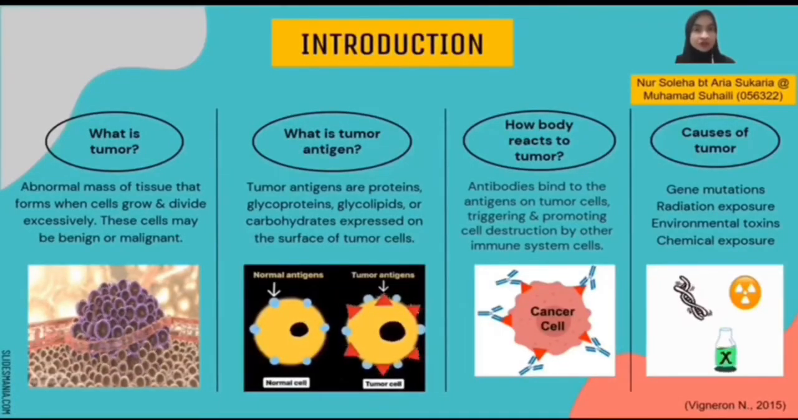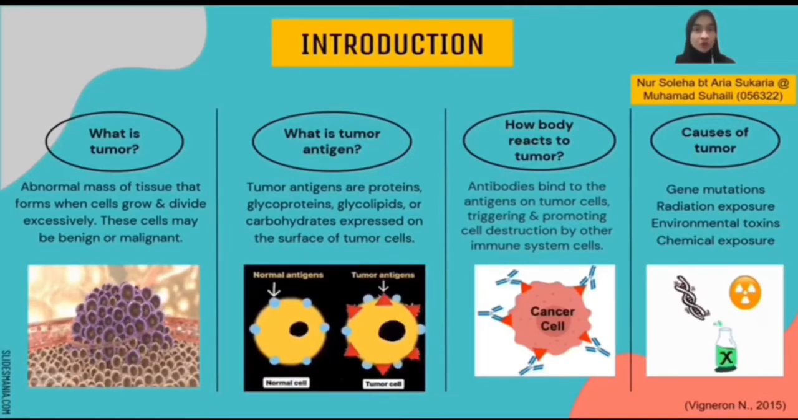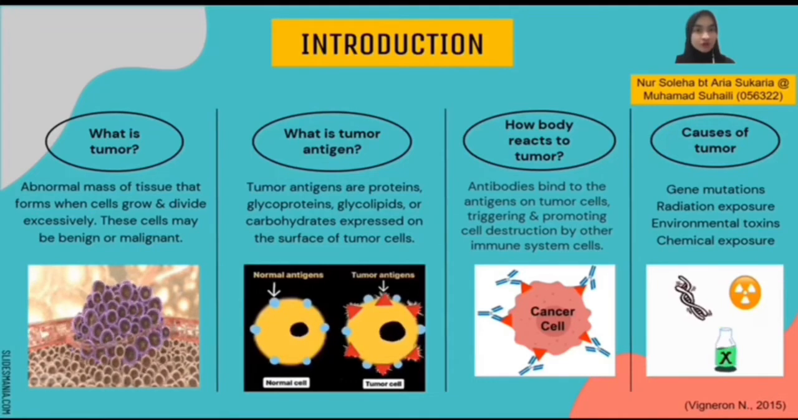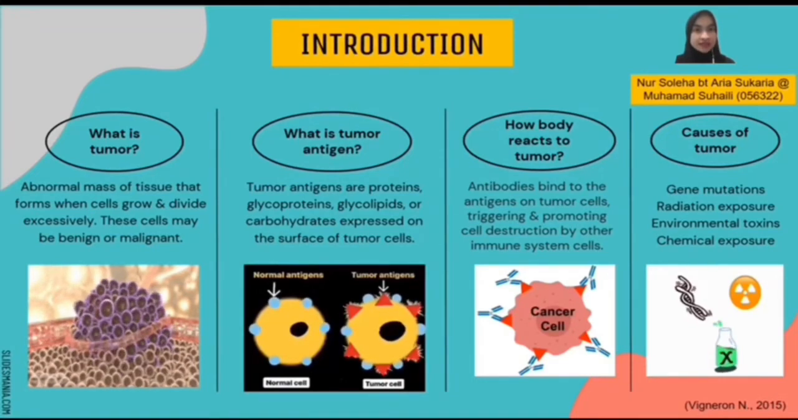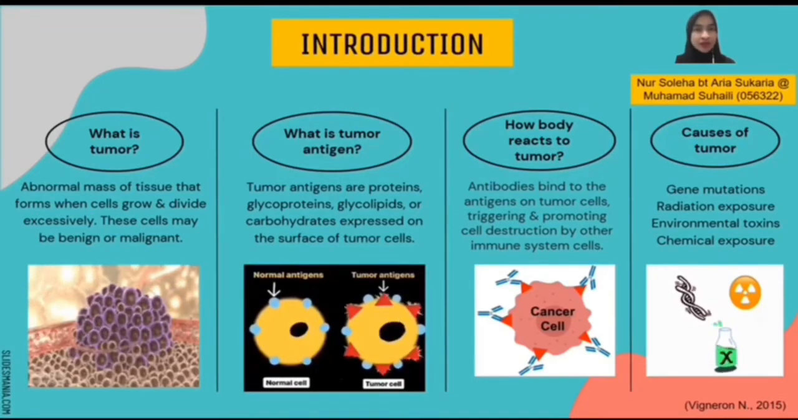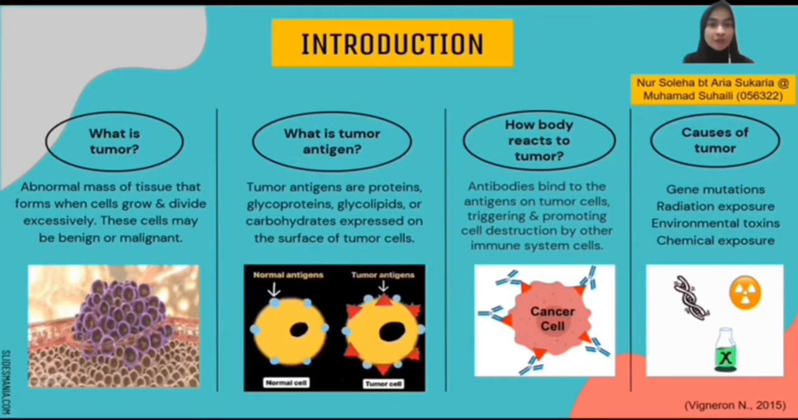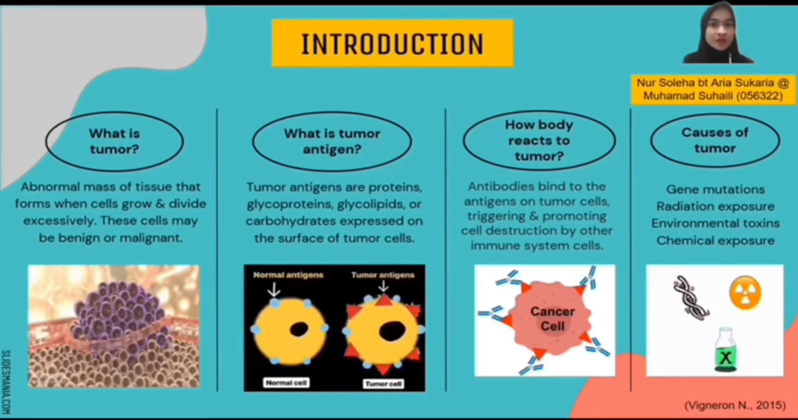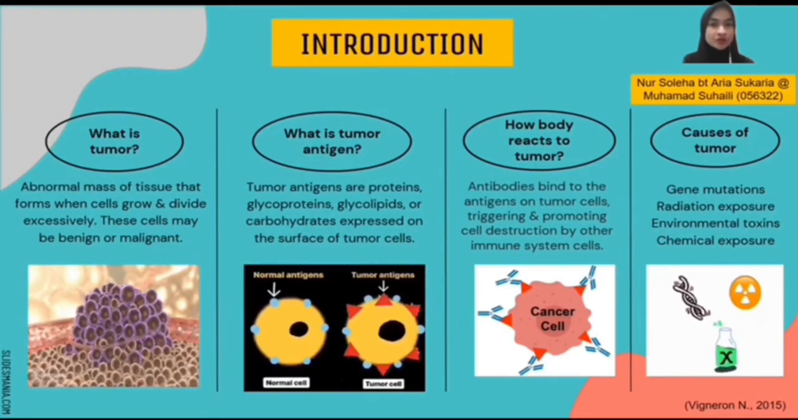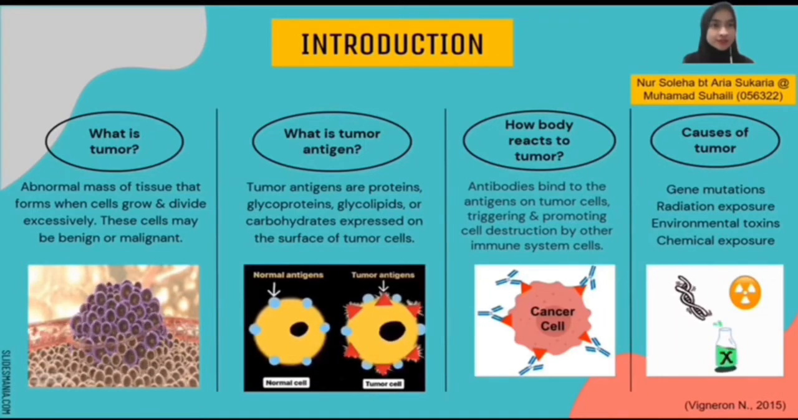Firstly, as for the introduction, let me introduce to the audience what a tumor is. Generally, a tumor is an abnormal mass of tissue that forms when cells grow and divide excessively. The cell may be benign or malignant. As for your information, a benign tumor cannot spread into the nearby tissue or other parts of the body. However, a malignant tumor can spread into other parts of the body through the blood and lymph system.